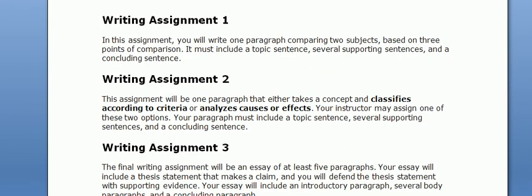The assignments are described as follows. The first one is a paragraph comparing 2 subjects based on 3 points of comparison. Writing assignment 2 is either a classification or a cause and effect analysis of 1 paragraph. The instructor gives more detailed instructions. The third is an essay of 5 paragraphs. Again, these will be written in drafts with comments from the instructor.